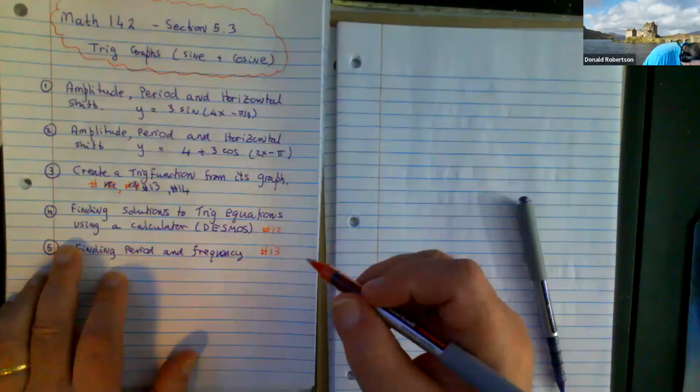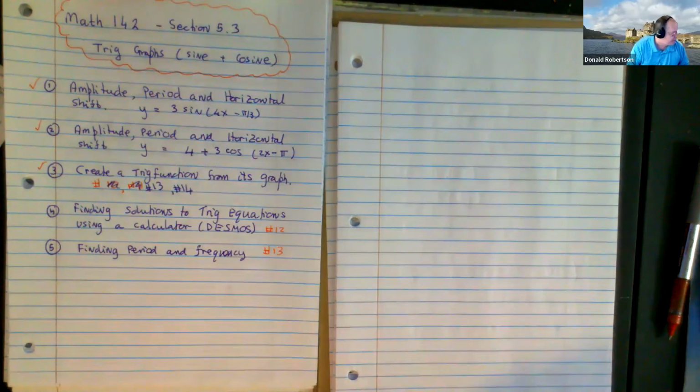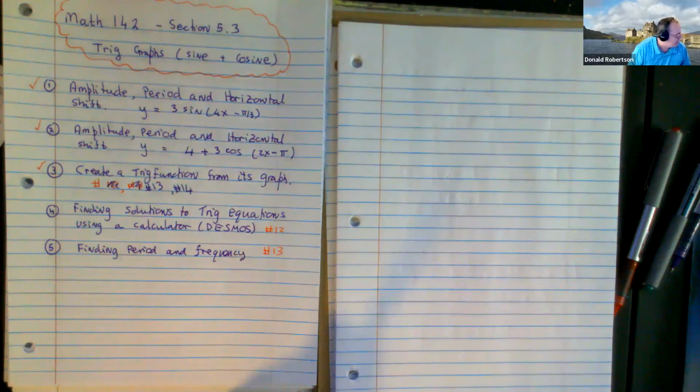Finding the solutions to trig equations, or I should say that one, right? Creating it. So we've done that guy, and that guy. Right. Finding the solutions to trig equations using a calculator. Now, what does a trig equation look like? It's basically you're trying to solve an equation and find the missing x. So here's an example of it.